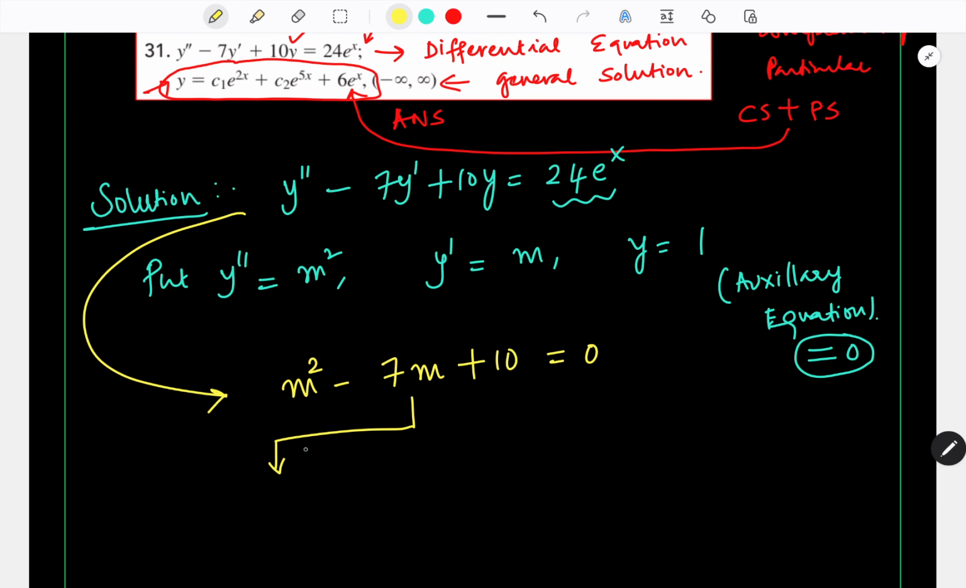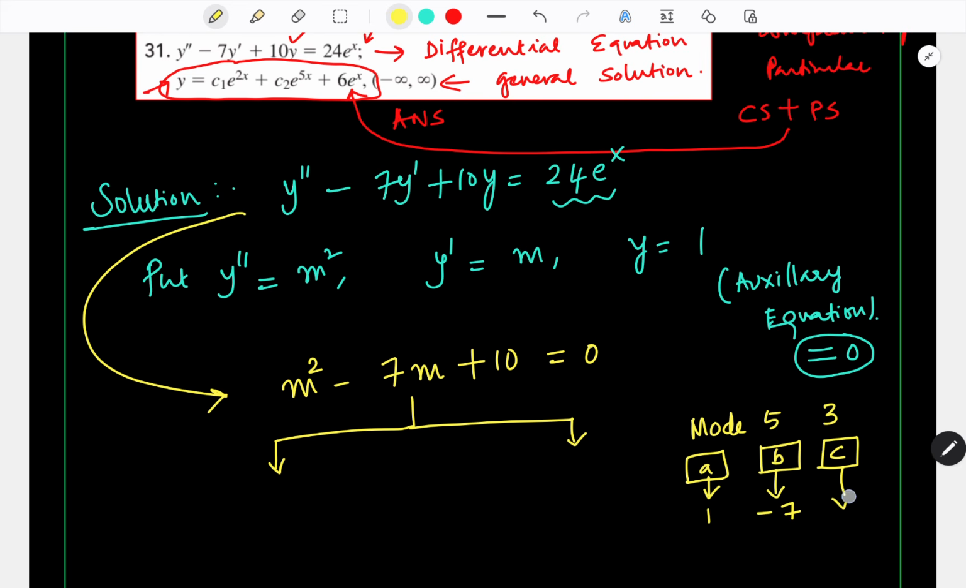Now you go to the calculator. Mode 5 and then 3. So you will get A, B and C. A is 1, B is minus 7 and C is 10. Okay. Let me go to the calculator. Mode 5, 3. So it's 1 and then minus 7 and then 10. So it's 5 and 2. m is equal to 5 and m is equal to 2.